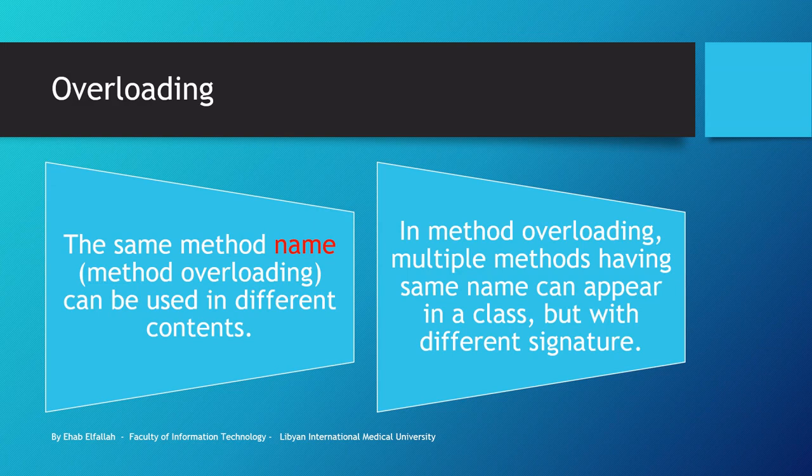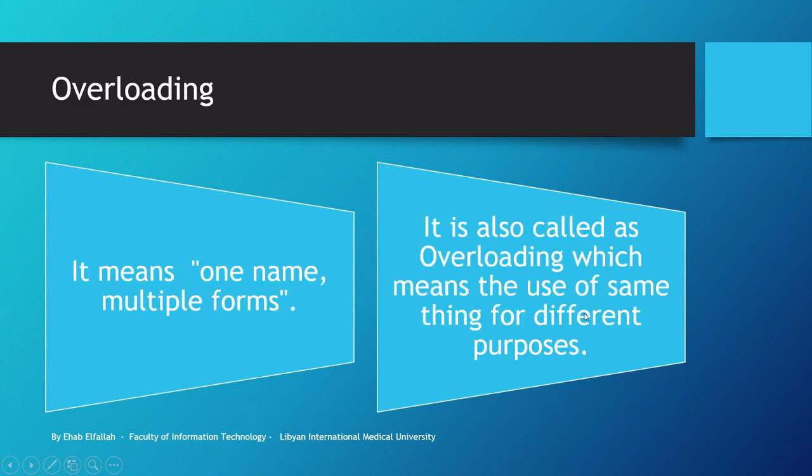In method overloading, multiple methods having the same name can appear in a class or in a class that inherits from another class, but with different signature or implementation. It means one name, multiple forms. This is the definition of polymorphism. It's also called overloading, which means the use of the same thing for different purposes.